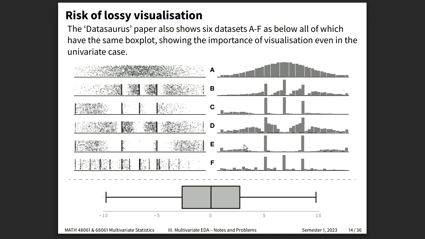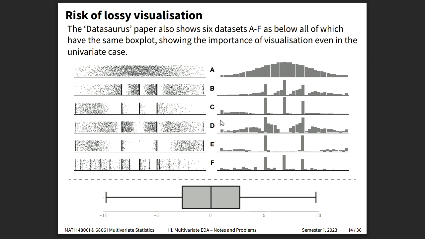Okay. So here's a risk of lossy visualization. This is from the Datasaurus paper, and all of these, A to F, they all have the same box plot, right? But they're very, very different data sets, as you can see. The same thing they used to move the dinosaur onto the square and everything, they could use to move the data. The same algorithm, it's called simulated annealing. They could use to produce these data sets that were very different. Okay, so there's a risk of lossy visualization.